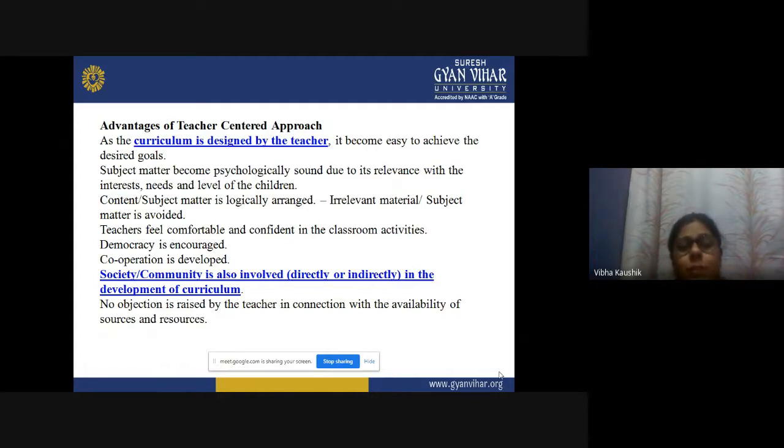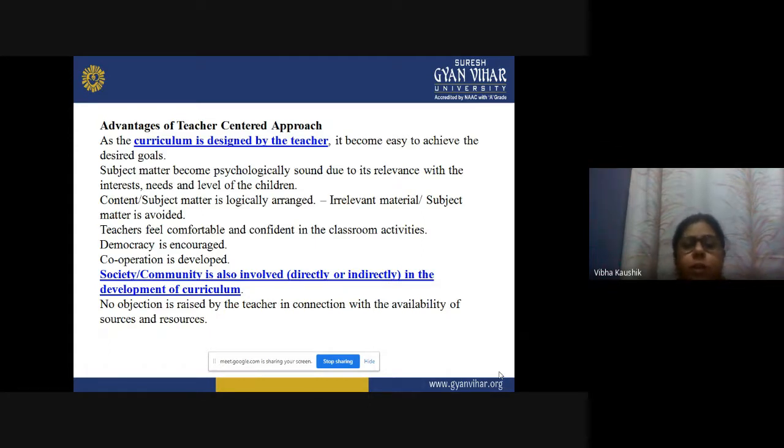Subject matter becomes psychologically sound. It means that we move from concrete to abstract, easy to complex, due to its relevance with the interests, needs, and level of the children. The curriculum or the subject matter which has been designed should be relevant to the interest of the learners, the specific needs of the learner, and the level of the child, whether the child is studying in an undergraduate course, graduate course, or postgraduate course.